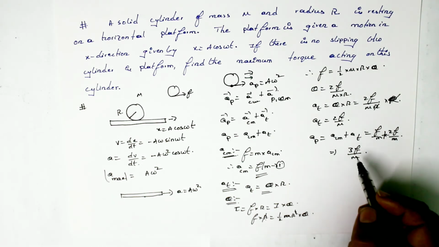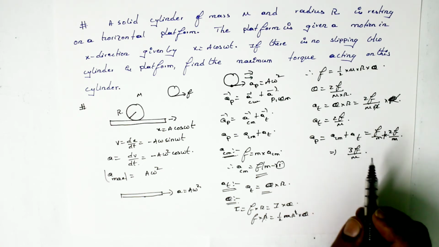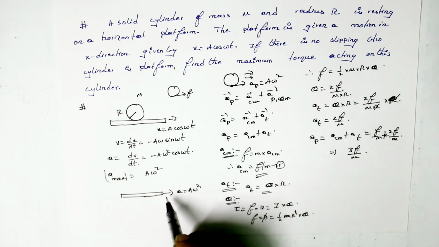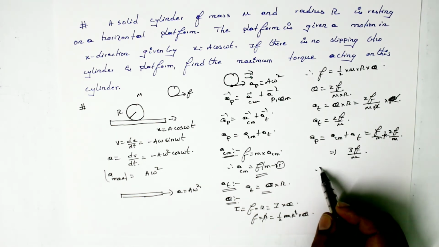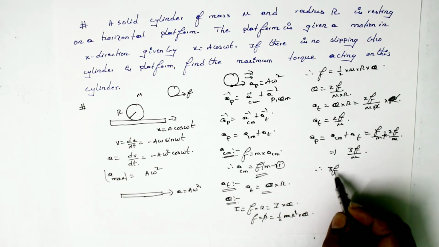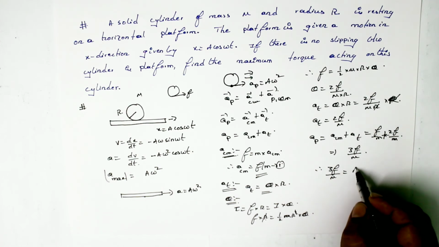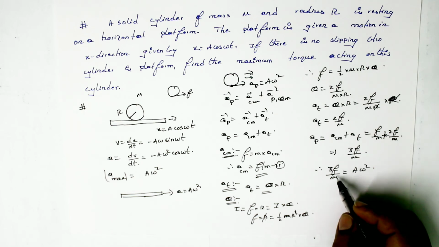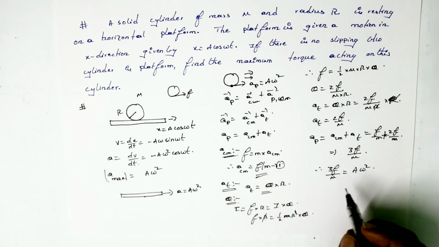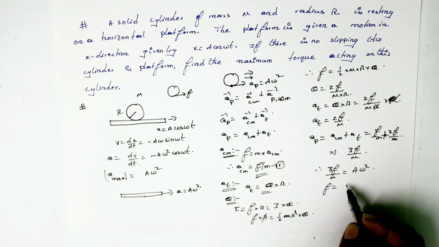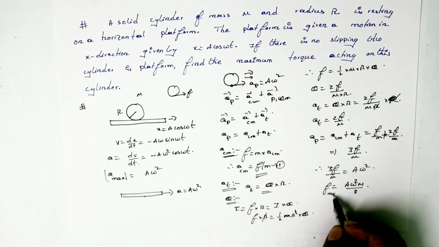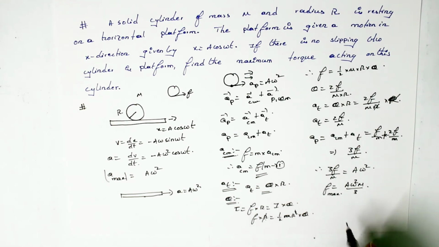So for a body not to slip, acceleration of point P and acceleration of this platform, both of them should be equal. Therefore I can write 3F divided by capital M is equals to a into omega square. From this I will calculate the equation for friction. Friction is equals to a omega square m divided by 3. So this is the maximum friction which is providing maximum torque.